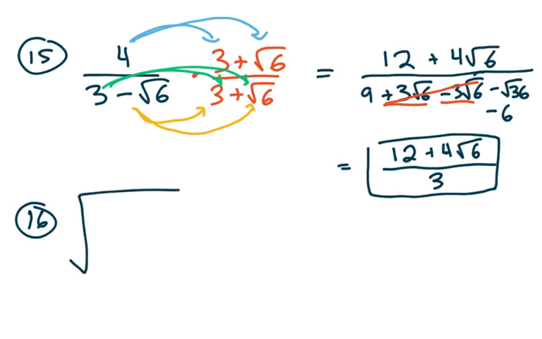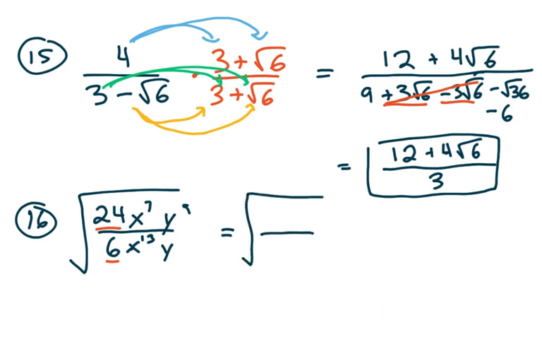So let's look at the square root of 24 x to the 7th y to the 9th over 6 x to the 13th y. Now, since I have a square root on the top and a square root on the bottom, I'm going to try and simplify inside the square root first. So when I look at my numbers, 24 and 6, 24 divided by 6 is 4. So this is really a 4. I'll write this in red so we know where that came from.